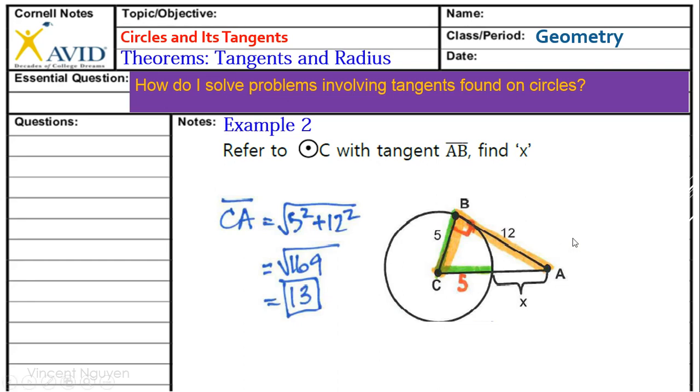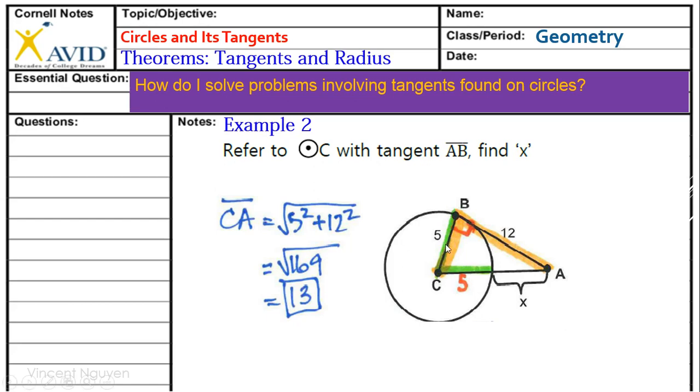But then to find x, notice x is the external piece. X is not 13. X is only a piece of that, right? The whole thing, CA, is 13. Well, we know that the radius is 5, so this must also be 5, right? The circle is drawn very, very deceivingly. But take my word for it.